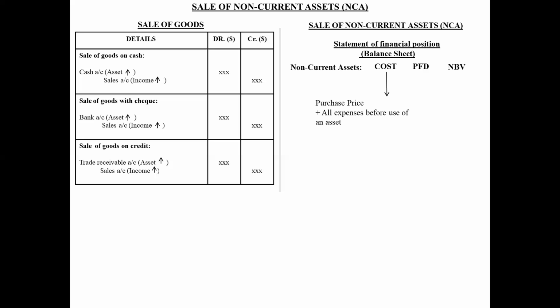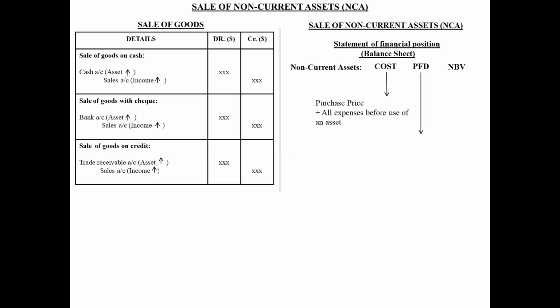And remember, in accounting, we follow the historical cost concept, which says that non-current assets should be written at their original cost. So you have to write over here the original purchase price plus any expense which is incurred before the use of an asset, the first use of an asset.